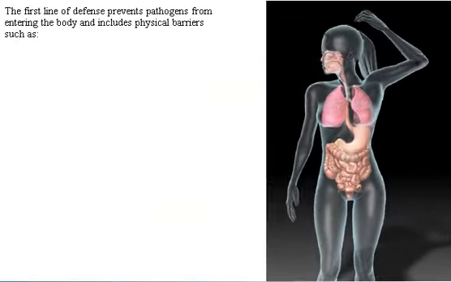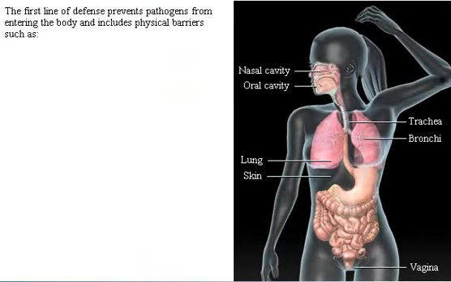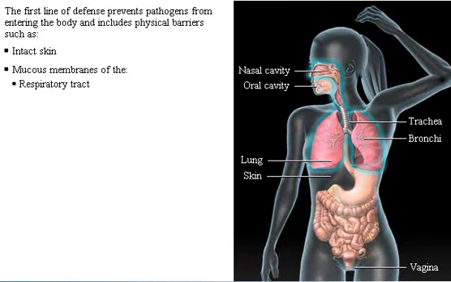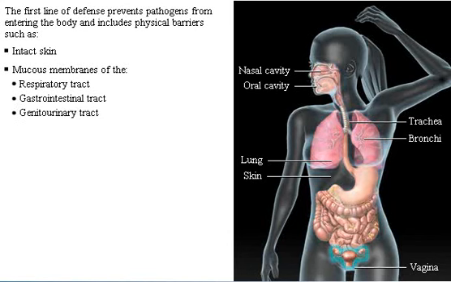Even though our environment is teeming with potential pathogens, most of them never cause us any problems. This is because our first line of defense, which includes physical barriers such as intact skin, and the mucous membranes of the respiratory tract, the gastrointestinal tract, and the genitourinary tract, prevents most pathogens from entering the body.